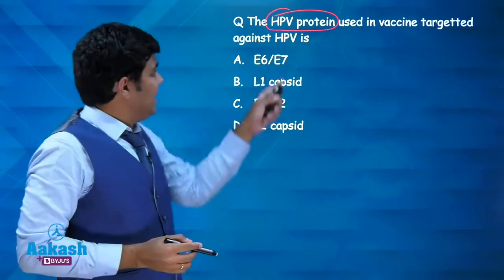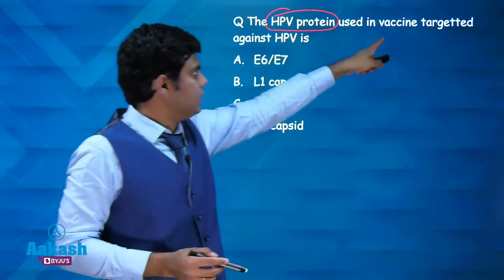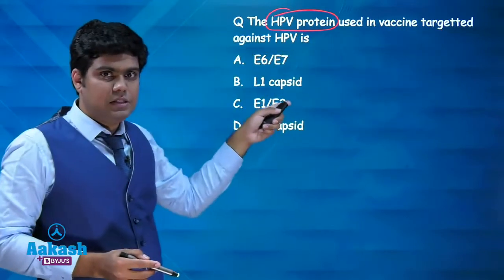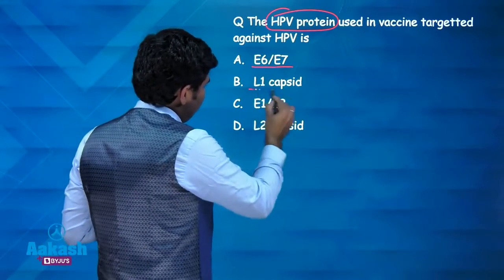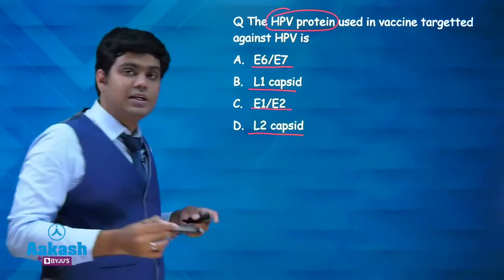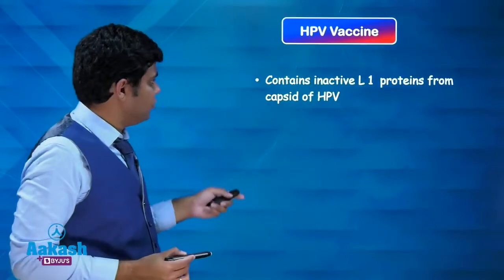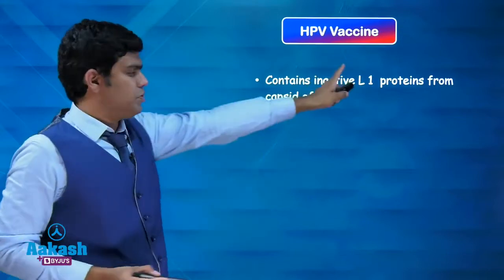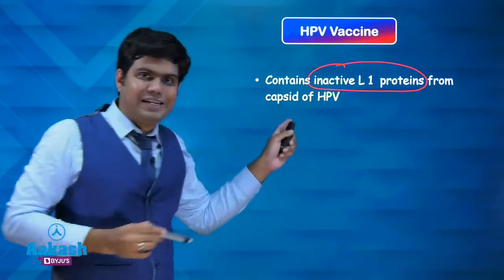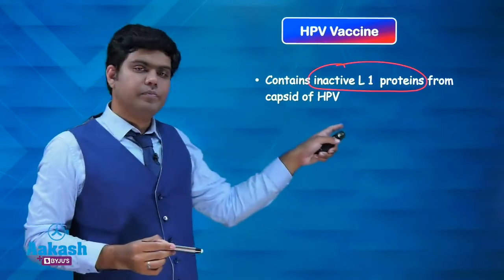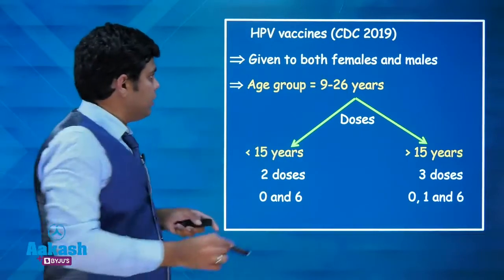HPV. So HPV vaccine, they are asking about the HPV protein used in the vaccine against HPV. Which of the following is used? Is it E6, E7, L1, E1, E2, L2? What is the answer? Answer is L1. Again, it's a high topic. HPV vaccine, you should know it in and out. So the HPV vaccine contains inactive L1 protein that is taken from the capsid of HPV. Right friends, important MCQ.